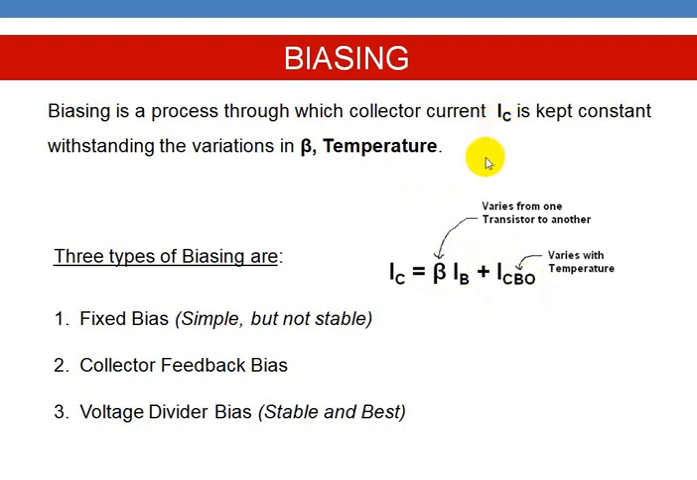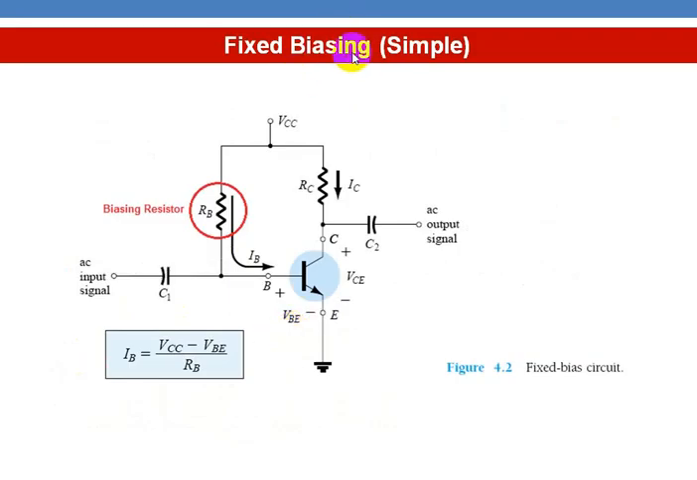But in applications like amplifiers, the collector current should be maintained constant. It should not vary with the variation in these parameters. Therefore, this is possible only with the help of a biasing circuit. So we have three biasing circuits: fixed bias, collector feedback bias, and voltage divider bias. The last one is stable and it's the best biasing circuit, and the first one is simple but not stable. We'll see them one by one.